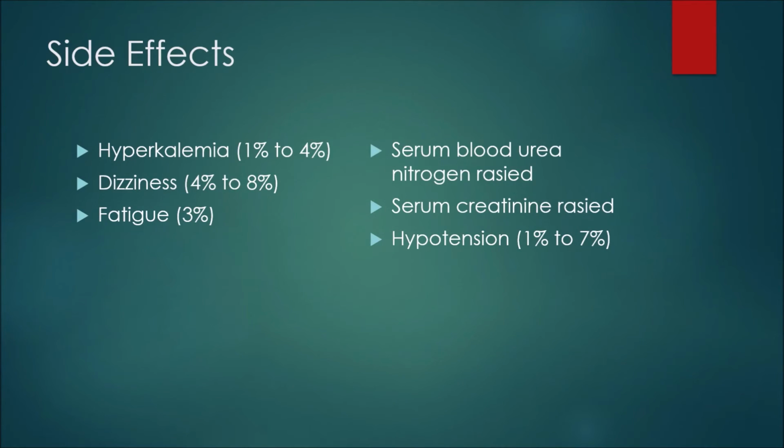Now, as with all medications, there are some side effects or adverse reactions that patients may experience while using enalapril, so we'll go over some of those here now. Hyperkalemia, or high potassium levels, may happen 1 to 4% of the time, while dizziness may happen 4 to 8% of the time. 3% of patients using this medication may experience fatigue. Some patients may experience a serum blood urea nitrogen rise. As well, their serum creatinine may be raised. And hypotension, which would be more of a serious side effect, can happen 1 to 7% of the time.